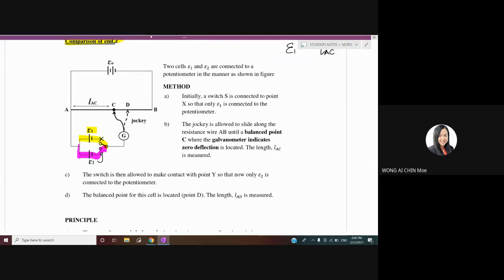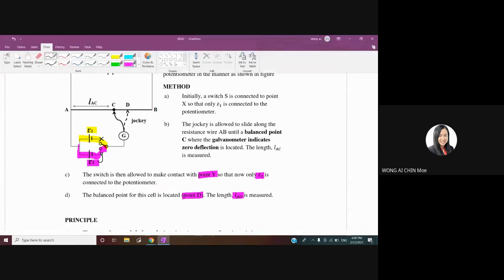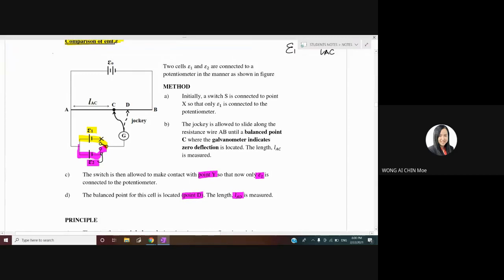So now the second one is you turn your switch to epsilon 2. We find that if you make contact with Y, only epsilon 2 is connected. At that time, there is a new balance point, located at point D, so we label it as LAD. So if this is epsilon 2, the length is AD.